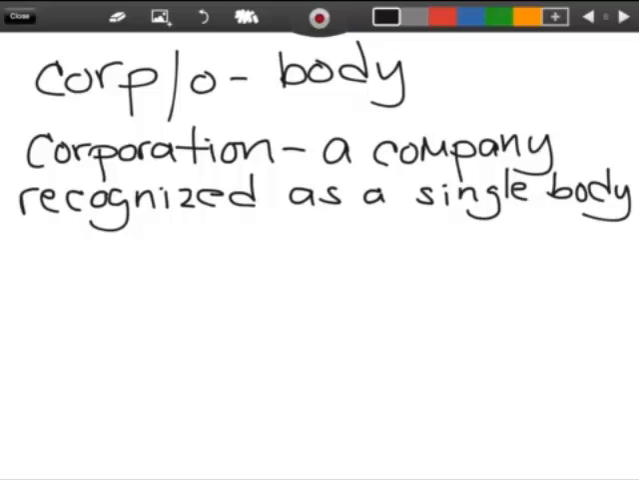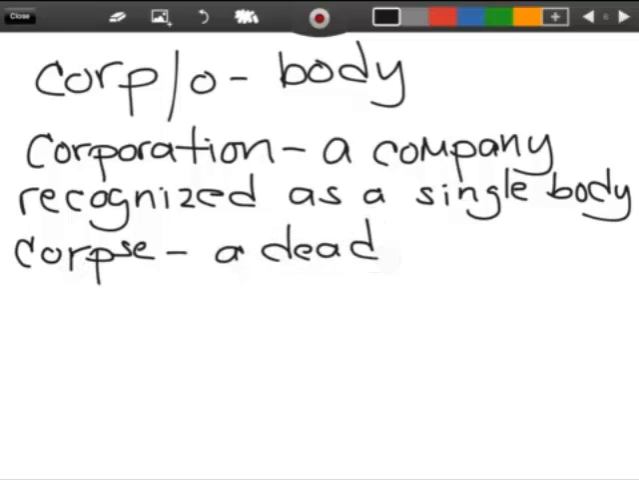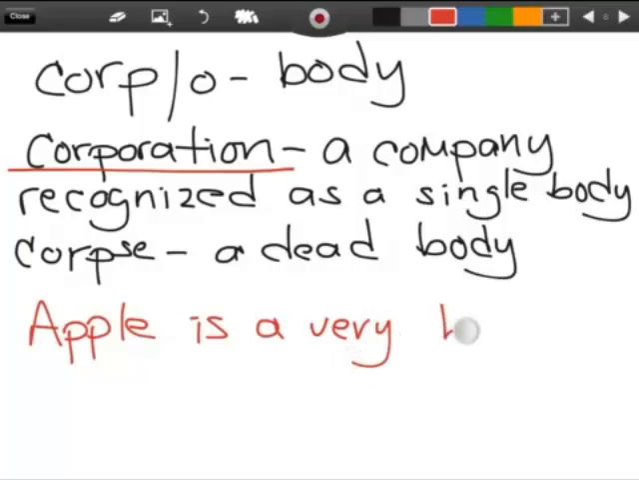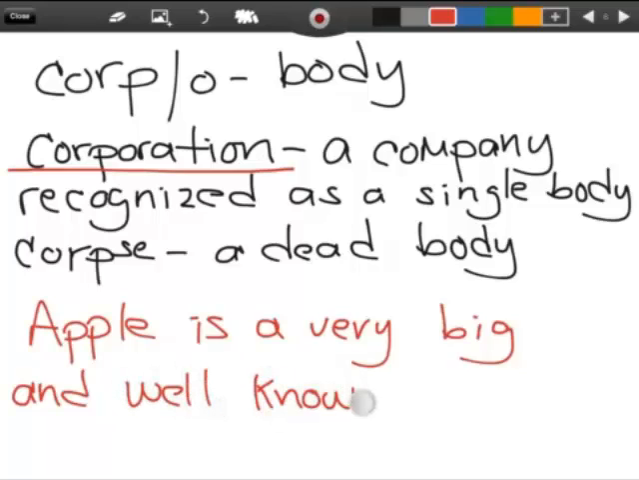And I'm going to give you another word, which is corpse. And that means a dead body. I'm going to use this word in a sentence. I'm going to say Apple is a very big and known, actually, I made a mistake there, well known corporation.